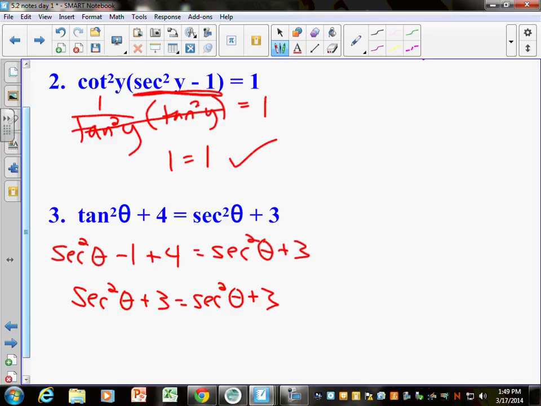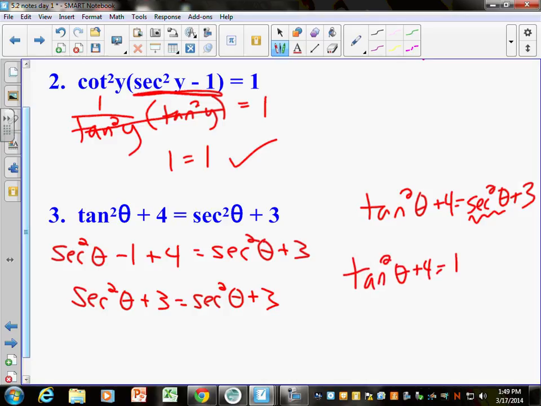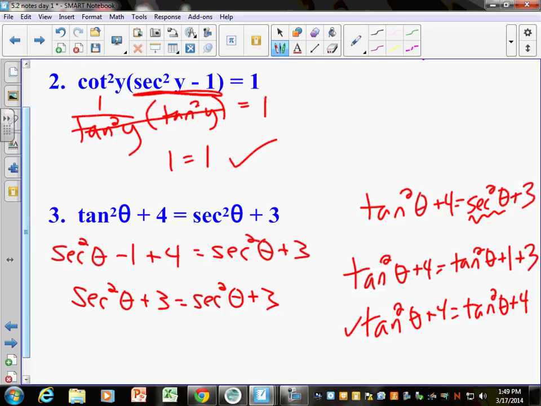You don't have to write this part down if you don't want to, but what if I wanted to pick this side and turn it into this? So rewrite this here. If I picked to work with the right side, I would ask myself, can I replace secant squared with something that has tangent squared in it? And it's the same identity, it's just writing it differently. Secant squared equals tangent squared plus 1 plus 3, which means I end up with tangent squared plus 4 equals tangent squared plus 4. Both of those are correct. It just depends on which side you choose to work with.